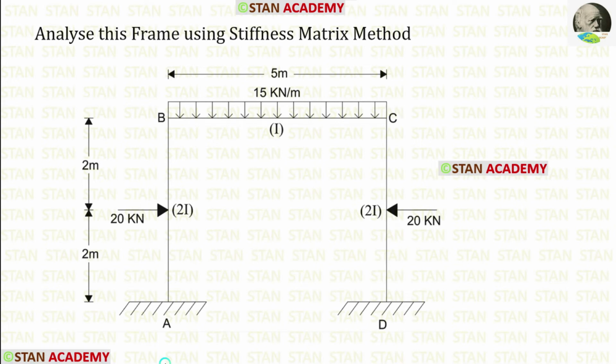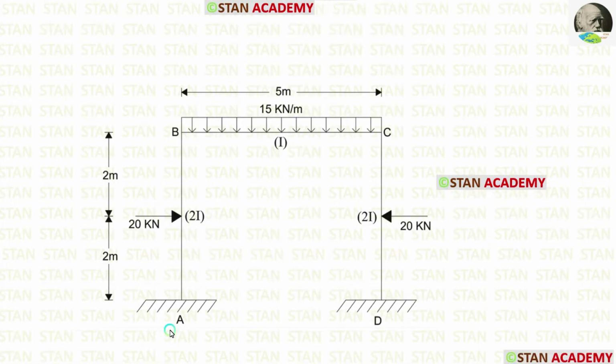Hello everyone. Today we are going to analyze this frame using stiffness matrix method. Before analyzing, let us see the frame one time. In this frame, there are two columns, column AB and column DC, and there is a beam BC.